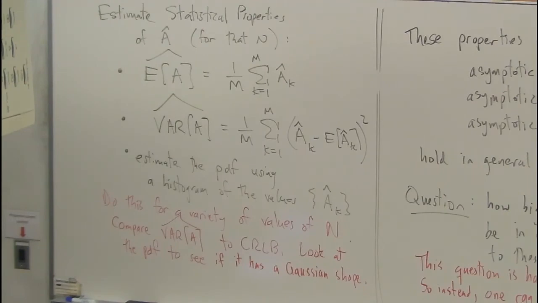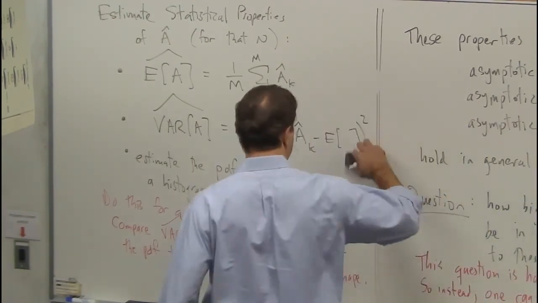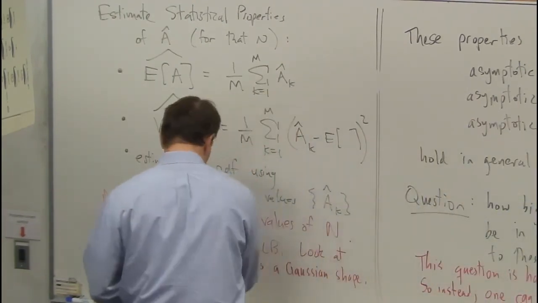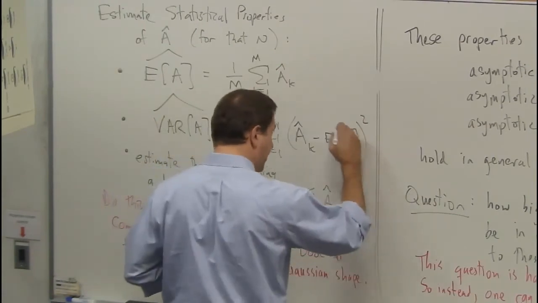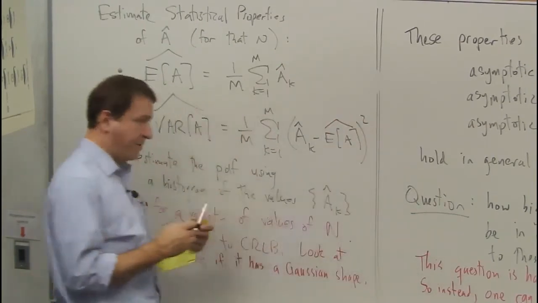Excuse me. How do we calculate the expected value of A k hat? Oh, sorry, this is, I want the expected value of A hat. There we go, right?